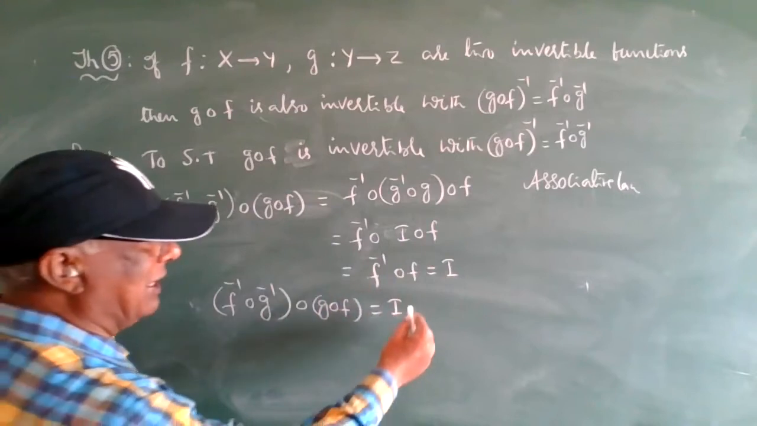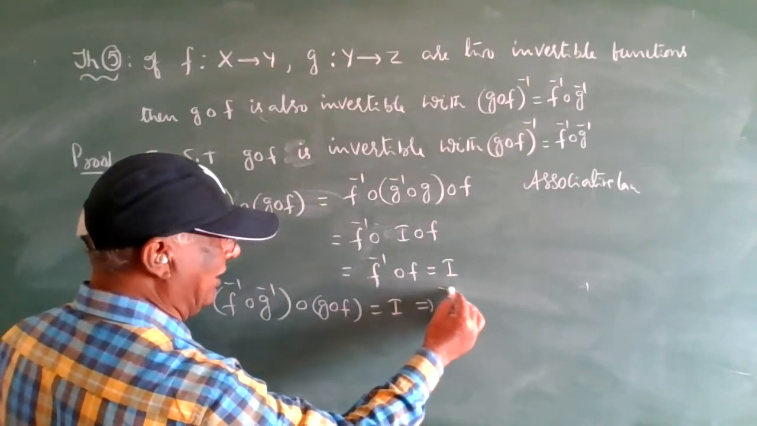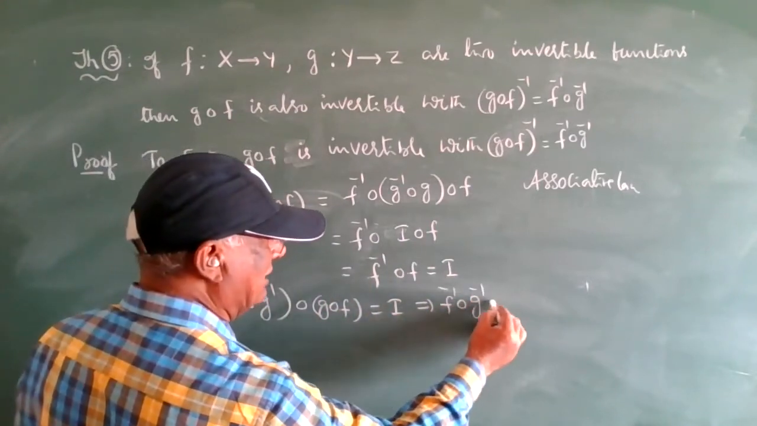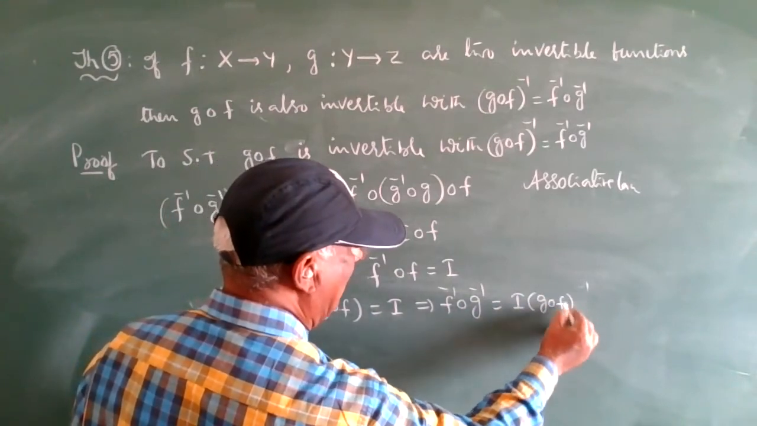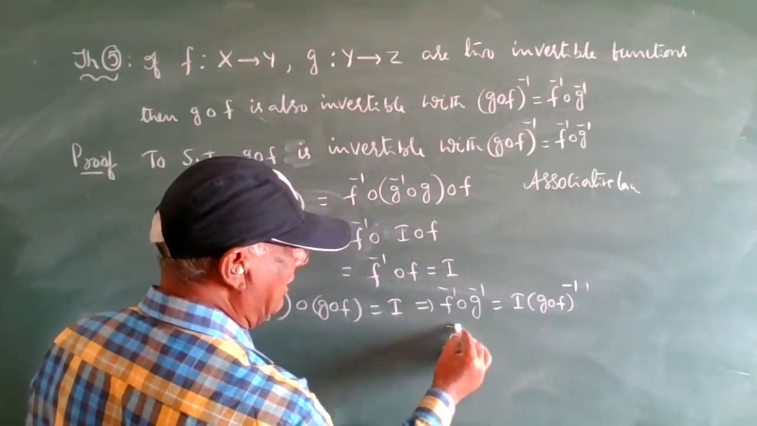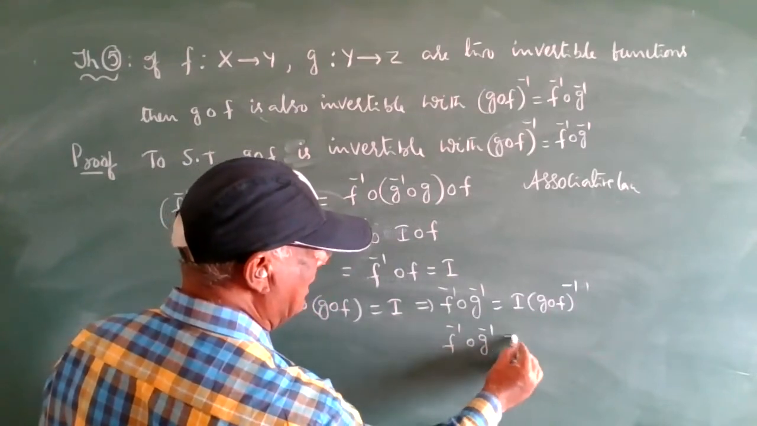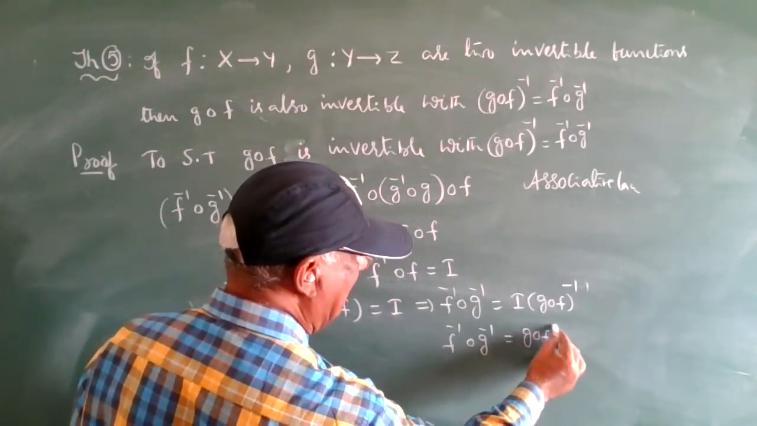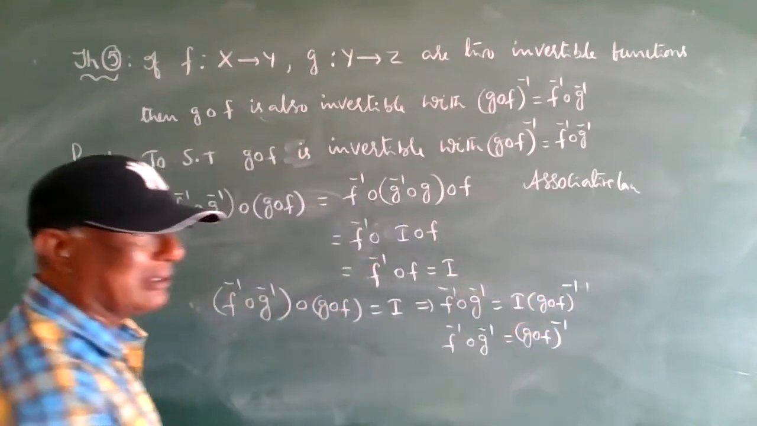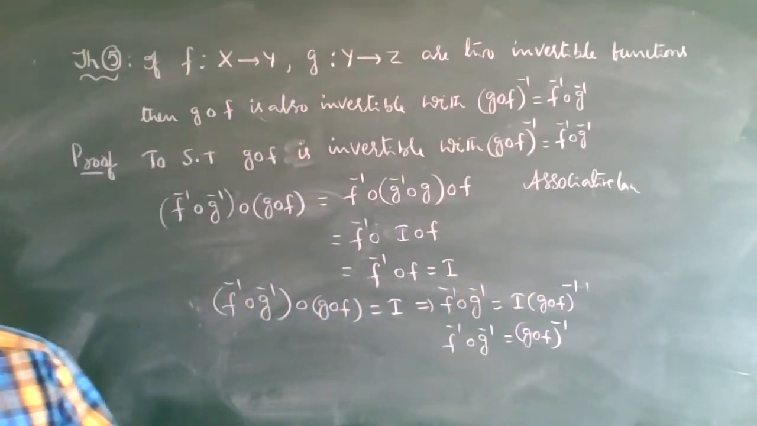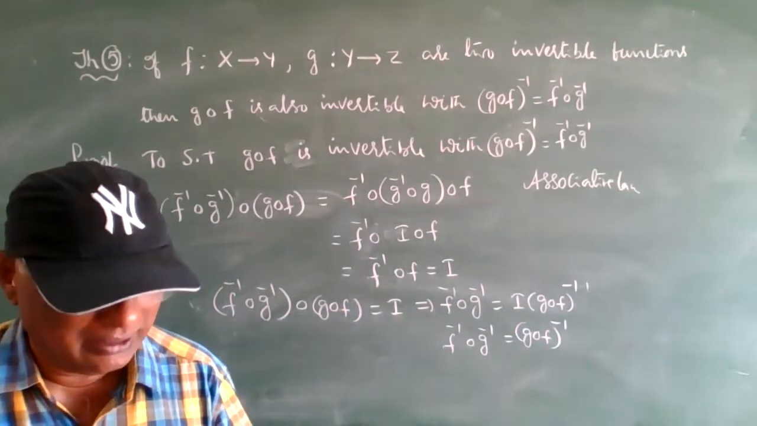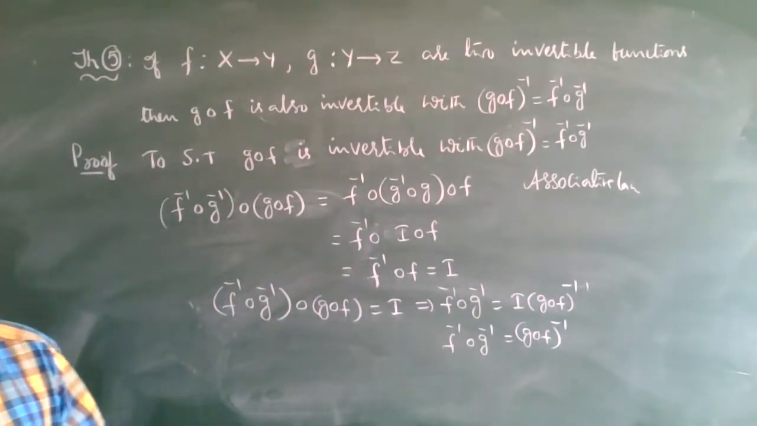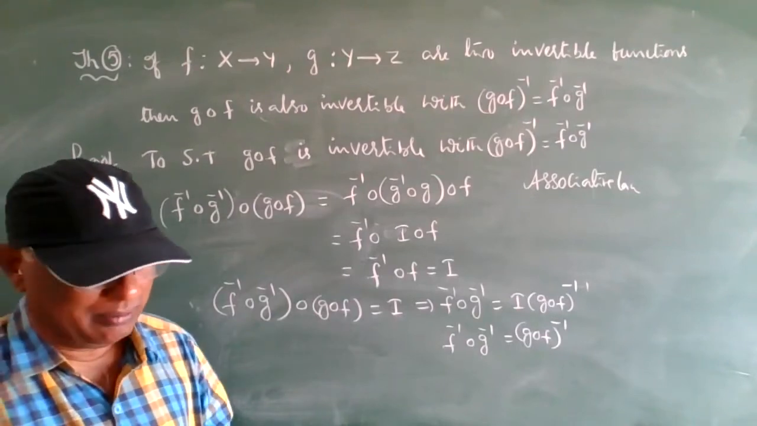is equal to I. Bring G circle F to the right hand side. F inverse circle G inverse is equal to I into (G circle F) whole inverse. F inverse circle G inverse is equal to (G circle F) whole inverse. Okay? So theorem number 5 is also completed. All 5 theorems are completed. Next, I start the exercise problems.